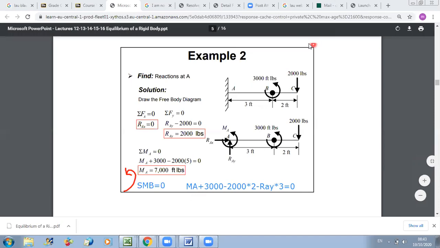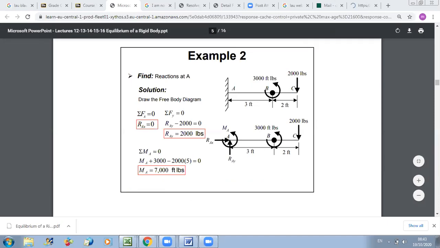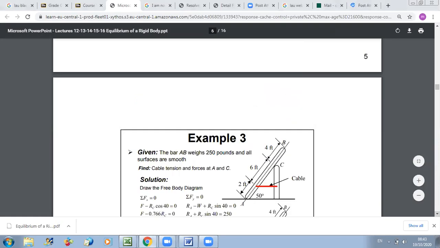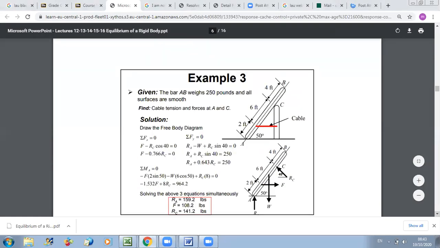Okay, so let us continue. Another example: we have here bar AB, which weighs 250 pounds, and all surfaces are smooth. Find the tension and the forces at A and C. First, why did they say the surfaces are smooth? What can I benefit from this information? When they say smooth surface, it means no friction, so the force will be perpendicular to the contact.